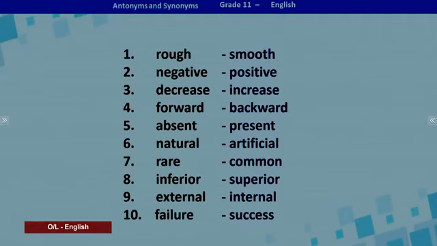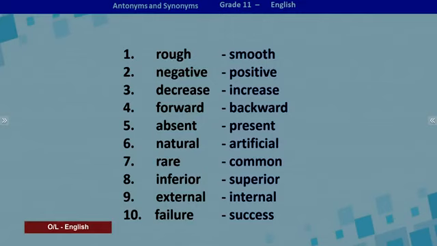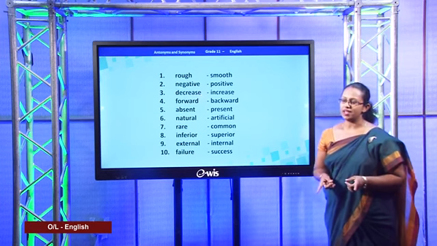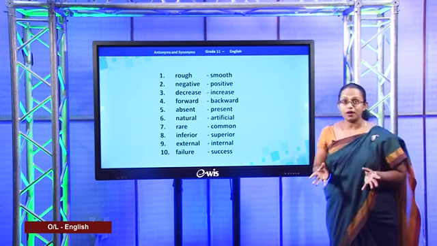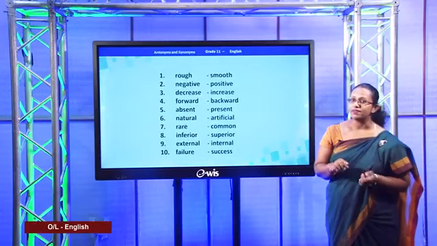Next one, inferior, superior. External, internal. In the university, we have external students as well as internal students. The last one, failure, success. Success is the opposite of failure. Okay, children, now we have learned a lot of opposite words. I am going to ask a simple question on opposite words. Do you know the opposite of antonym? Of course, that is synonym. What are synonyms?